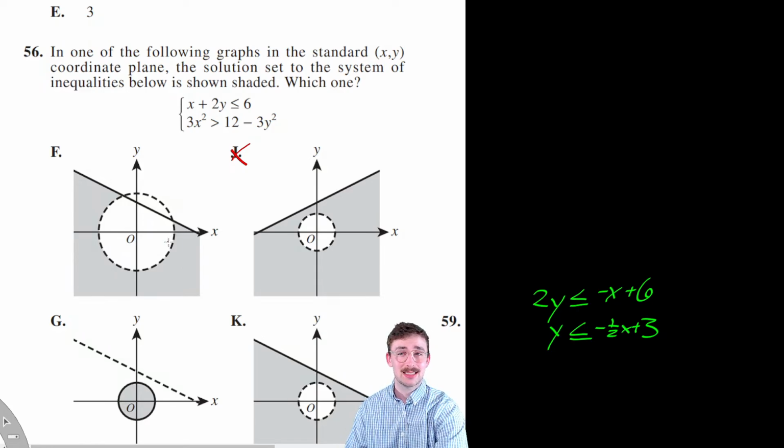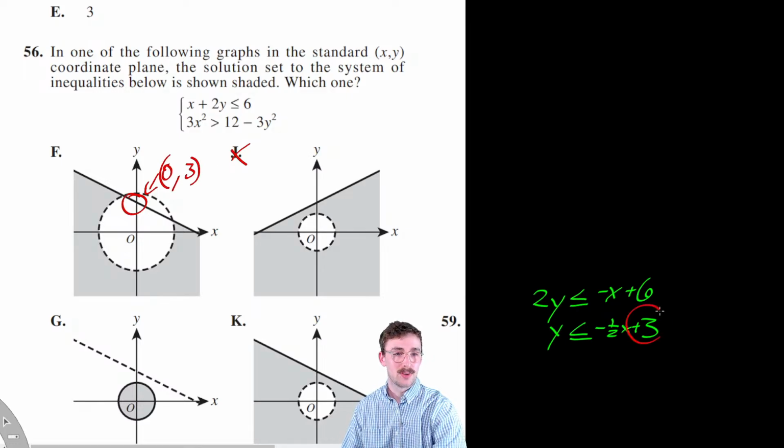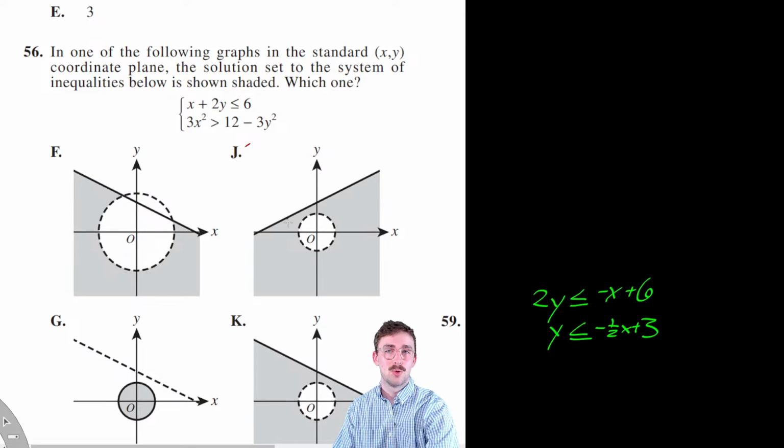One of the things I could actually do right off the bat to see if F is the right answer: we know that the y-intercept right here is 0, 3. That's this right here. So I could just plug 0, 3 into the circle equation, and if it checks out, then we're good.